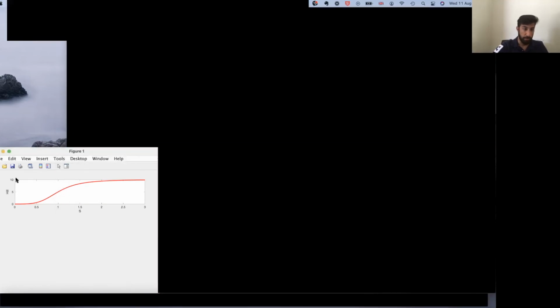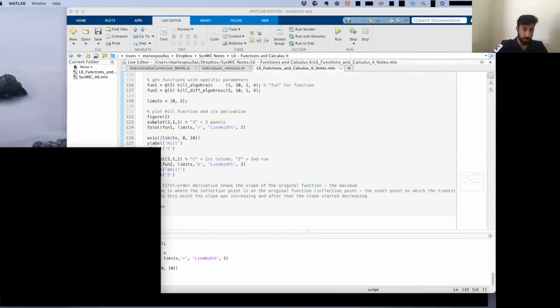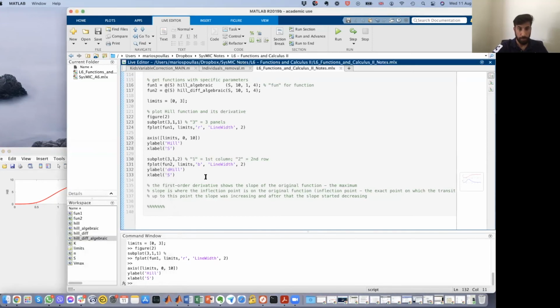So I'm having the limits from 0 to 10, so you can see that it reaches 10, and in the y-axis it's the Hill, in the x-axis it's the substrate. By Hill here I mean the rate, the y-axis is the rate. I'm just naming it Hill because the second and third panels are gonna be named the first derivative of Hill and the second derivative of Hill.